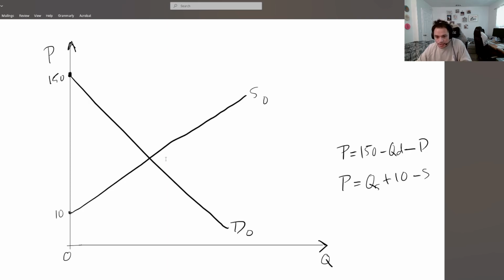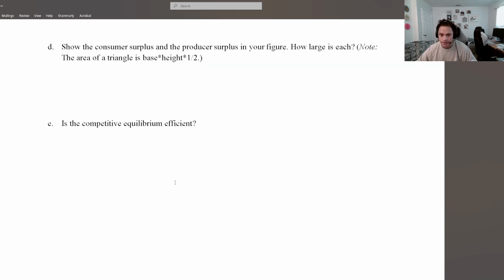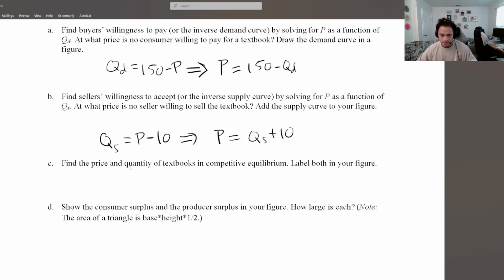So yes, you can ground the functions into your intercepts on the x-axis, but that's not going to be very meaningful for us at this time. So now we have our figure. We have our supply curve, we have our demand curve, we've identified our intercepts. Next thing we need to do is figure out the price and quantity in a competitive equilibrium.